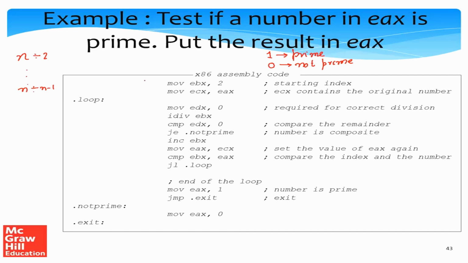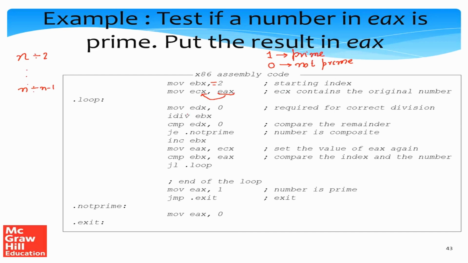So let's start with the first index, which is 2. So I'm setting EBX equal to 2. Now the original number, which we need to test if it is prime or not, we are transferring to ECX. So ECX will contain the original number, and then we start a loop.